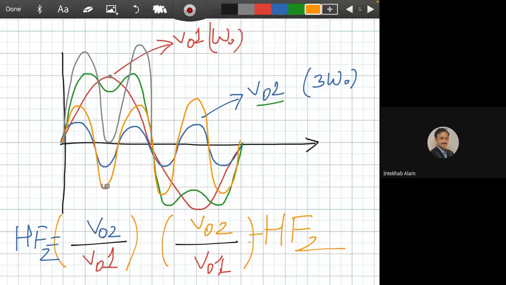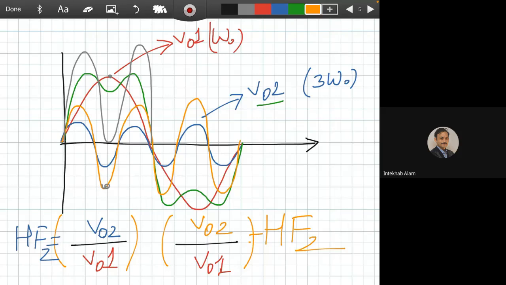So which harmonic factor is better? Which one is the best now? The orange one or the blue one? Blue one, sir. Yes, no doubt, the blue one. So we need to make VO2 divided by VO1 much lower. If it becomes much lower, then it's very good for the system.